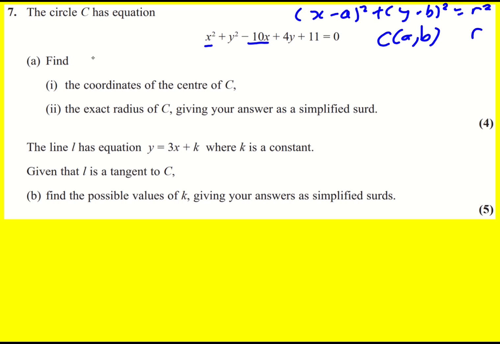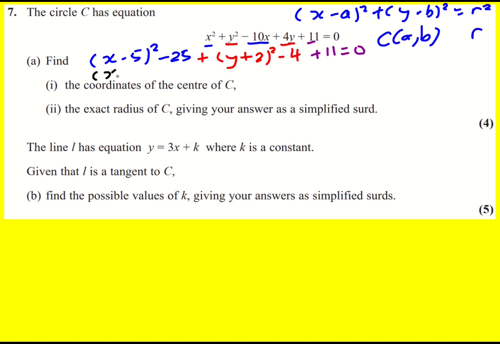x squared minus 10x becomes (x minus 5) all squared. Then I need to minus 25. That will give me x squared minus 10x. And then y squared plus 4y will give, I'll have (y plus 2) squared, and then minus 2 squared. And don't forget, we've got this plus 11, and that's going to equal 0.